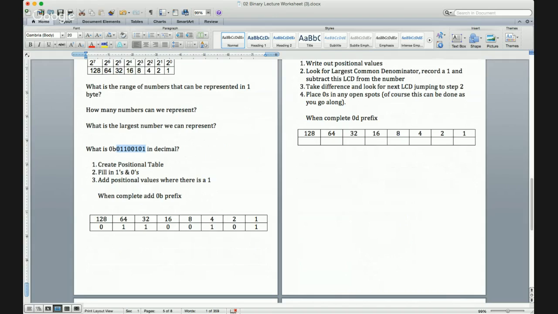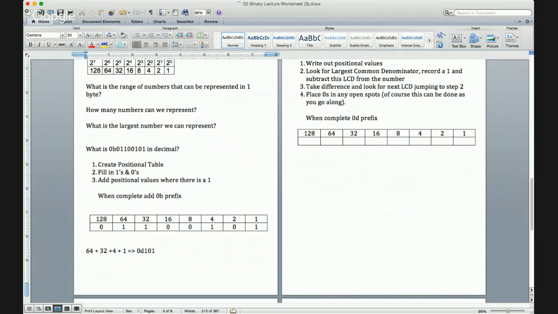So binary 0, 1, 1, 0, 0, 1, 0, 1 is, well, 0 128ths, so I'm not going to write it down. 64 plus 32, 0 16ths, I'm not going to write it, 0 8ths, plus 4, plus 1. 64, 32, 96, 100, 101. So the answer is 101, and I'm writing it down incorrectly. What's wrong with my answer there? Someone tell me. 0d.